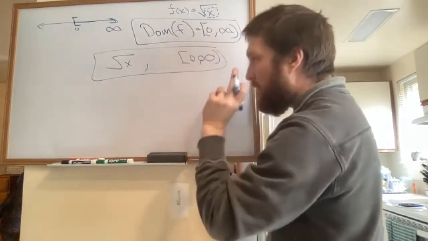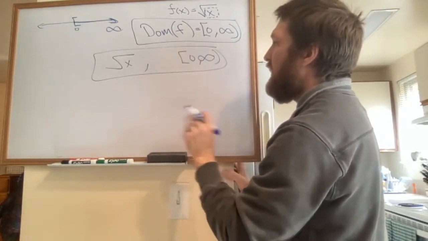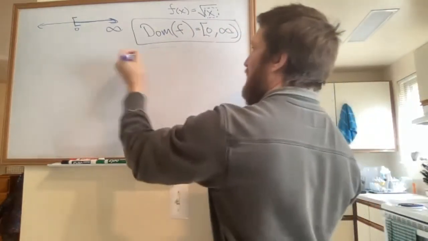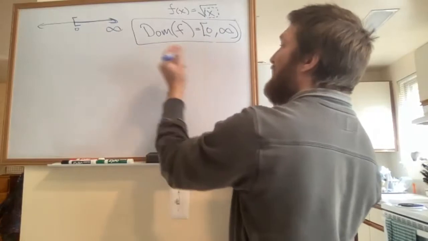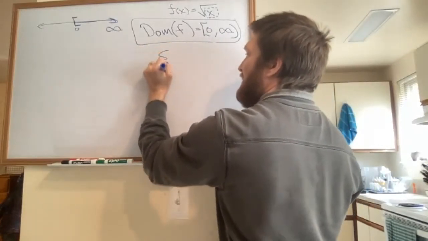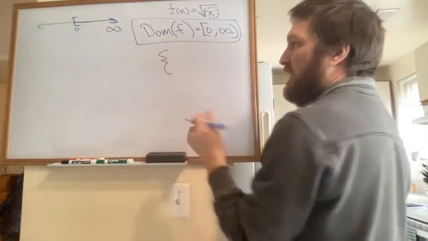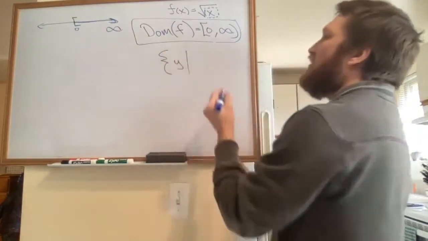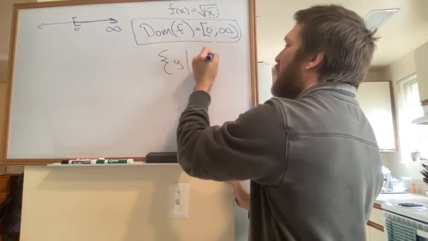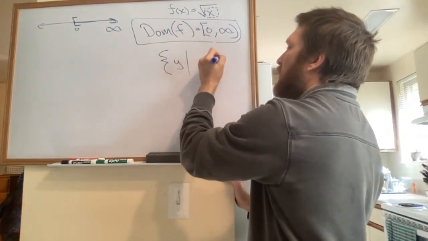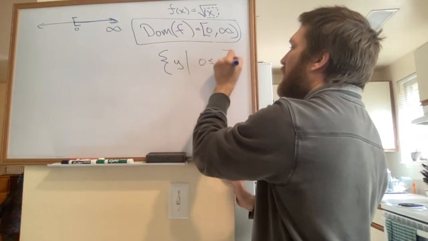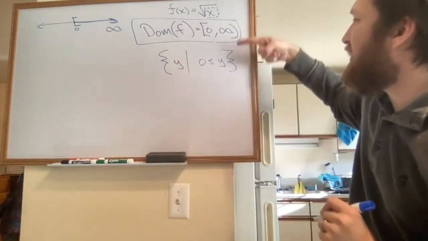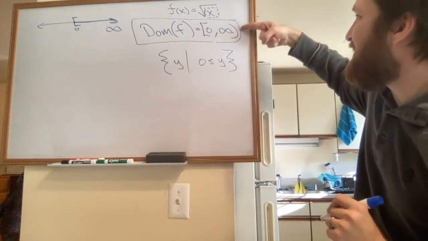Let me think. Another thing we could do is we could say this right here means the same thing as the set of, to make things less confusing, I'm not going to use X, I'm going to say Y. The set of Y such that 0 is less than or equal to Y. If you think back to quiz 0, this was all part of that. Like, how do we go between these guys right here?